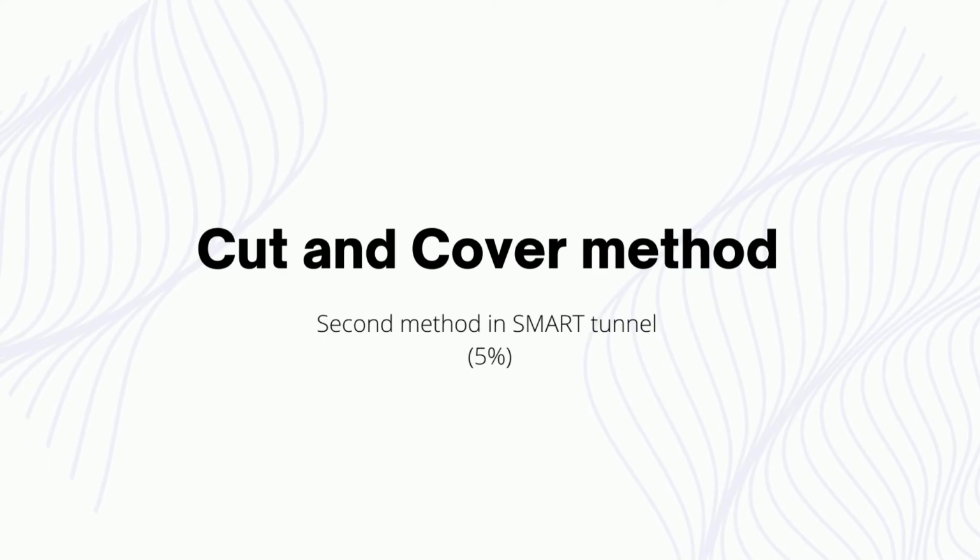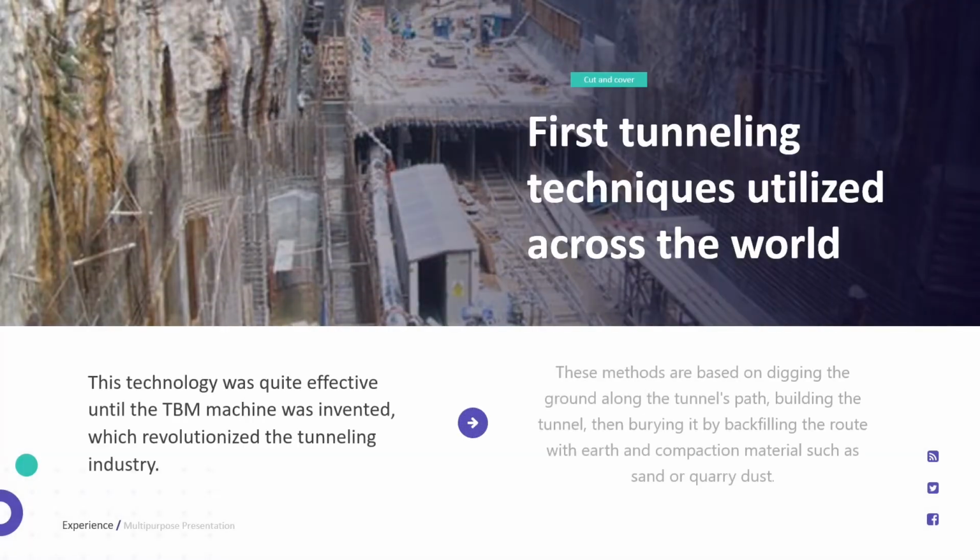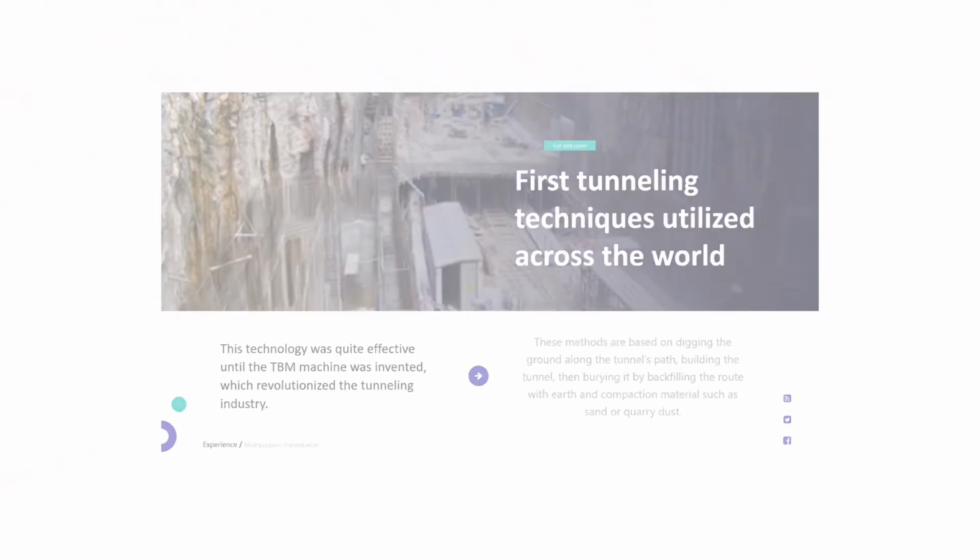Next, cut and cover method. The cut and cover approach was one of the first tunneling techniques utilized across the world. This technology was quite effective until the TBM machine was invented, which revolutionized the tunneling industry. This method is based on digging the ground along the tunnel path, building the tunnel, then burying it by backfilling the roof with earth and compaction materials such as sand or quarry dust.